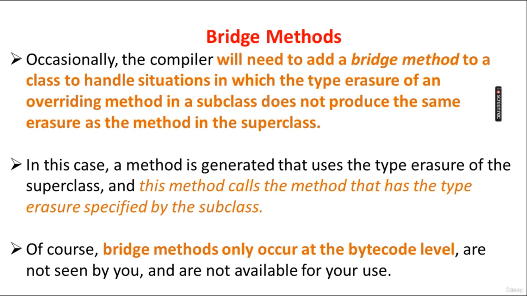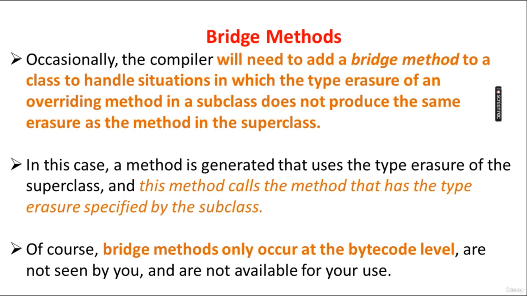Bridge methods. The compiler will need to add a bridge method to a class to handle situations in which the type erasure of an overriding method in a subclass does not produce the same erasure as the method in the superclass. Okay, what is the situation? The type erasure of an overriding method in a subclass does not produce the same erasure as the method in the superclass. At that time, a bridge method is created by the Java compiler. In this case, a method is generated that uses the type erasure of the superclass, and this method calls the method that has the type erasure specified by the subclass.